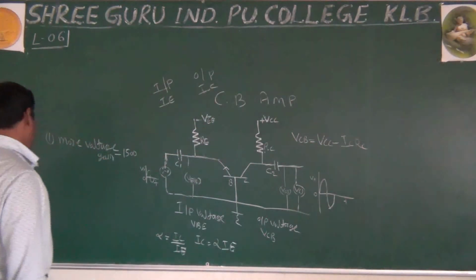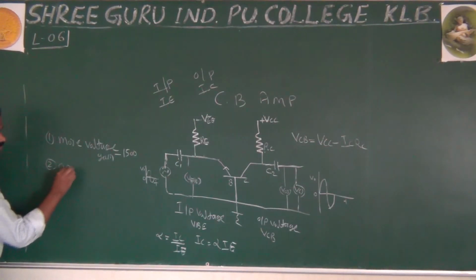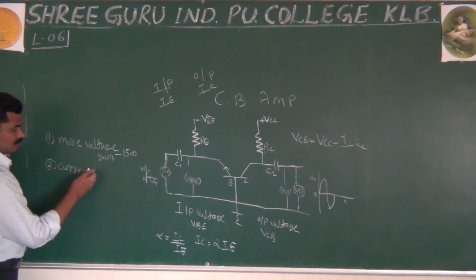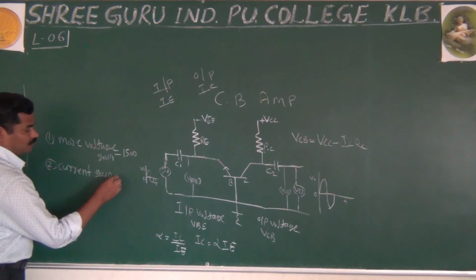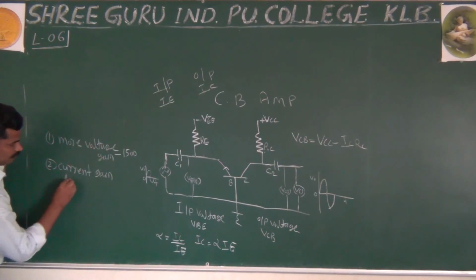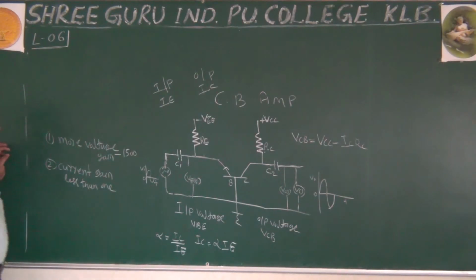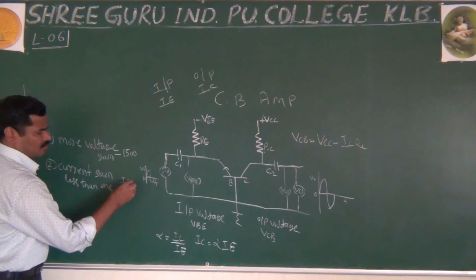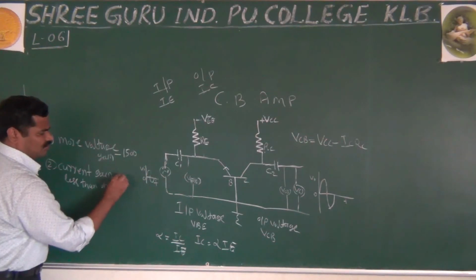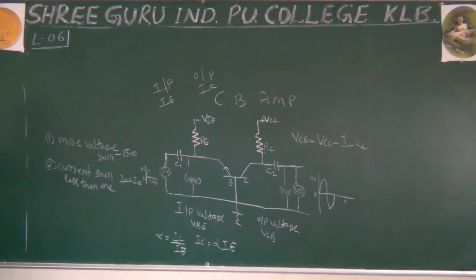And the second point is that you are having the current gain. Current gain is less than 1. Or you can say IC by IE is less than 1. And the third point is about the power gain.